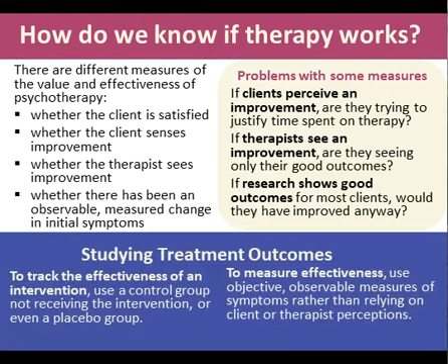So studying treatment outcomes. To track the effectiveness of an intervention, we use a control group not receiving the intervention or even a placebo group. To measure effectiveness, we use objective, observable measures of symptoms rather than relying on client or therapist perceptions.